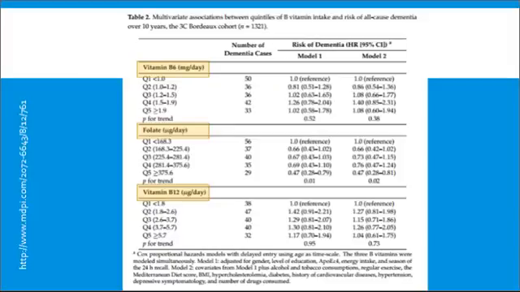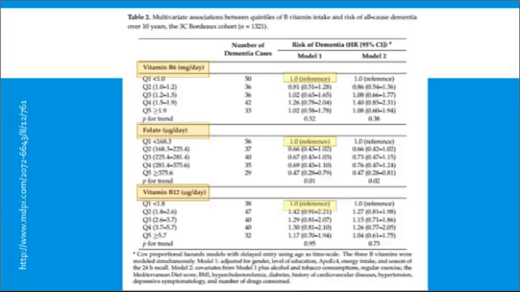So one of the factors that they were interested in included B vitamins. In this table, they pulled out the vitamin B6, folate, B12, and instead of looking at these variables as a continuous variable, they divided them into quintiles. And so with quintiles, if we look at the first quintile, in each of these three different vitamins, we see that the first quintile is considered the reference group.